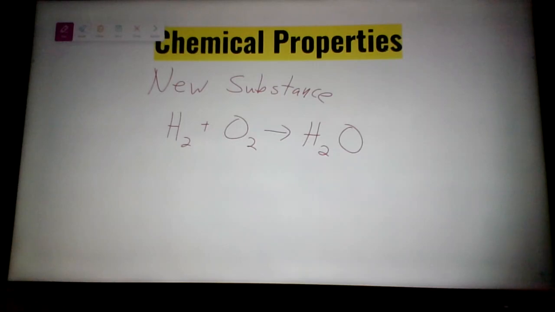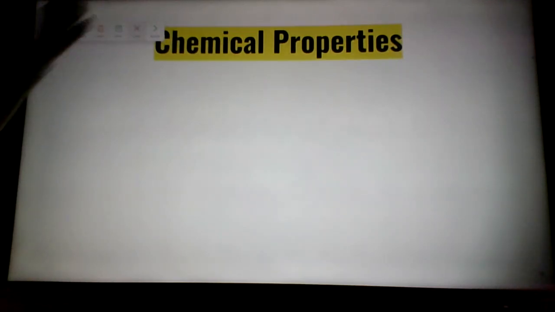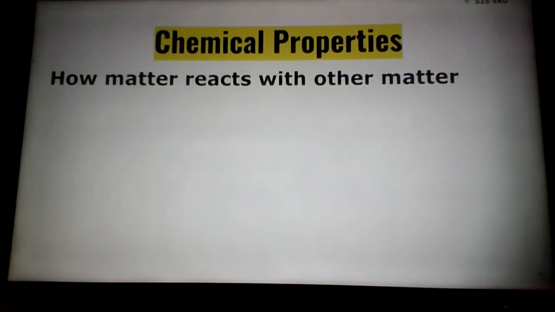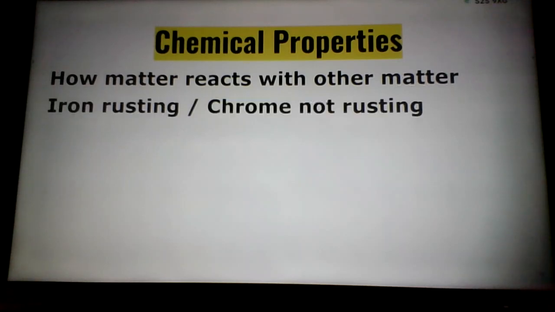Again, I'll explain about the little bitty numbers at other times. In fact, when we do the periodic table in chapter 3. Chemical properties talk about how matter reacts with other matter. What kind of changes happen? And we're talking changes into something new, not just the appearance this time.